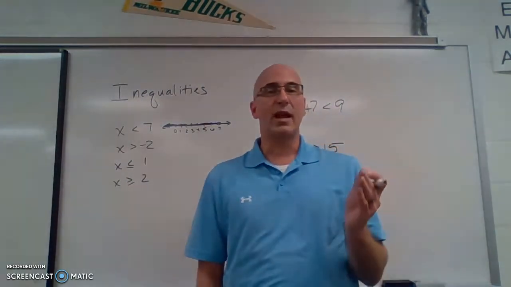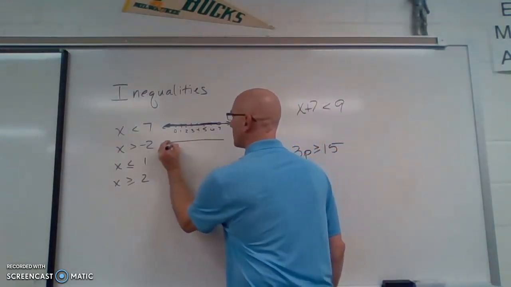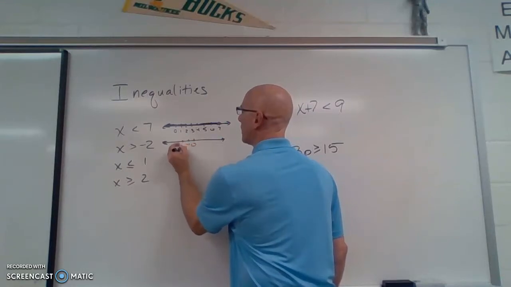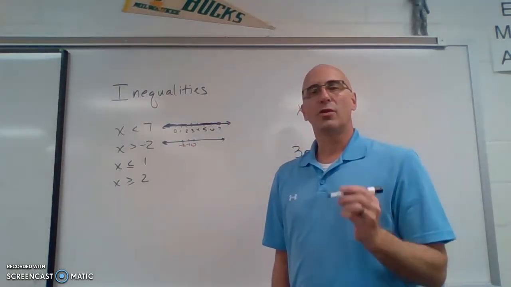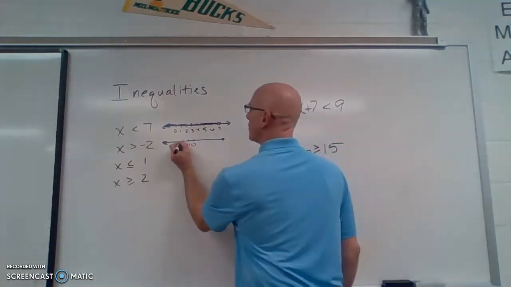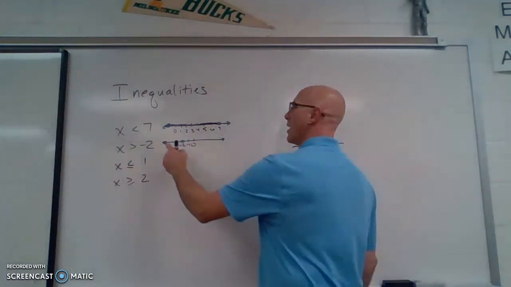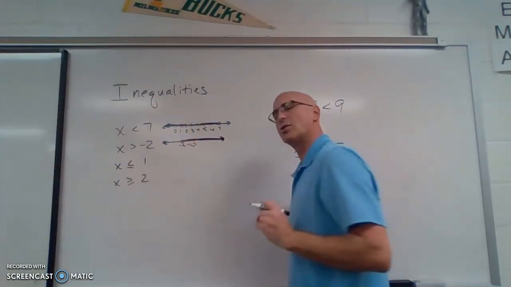So let's take the next one. X is greater than -2. Here is our number line. Here's -1, there's -2. We want all numbers greater than -2. So let's put our circle at -2. We want everything greater, so it means everything to the right. I'm going to shade that in.